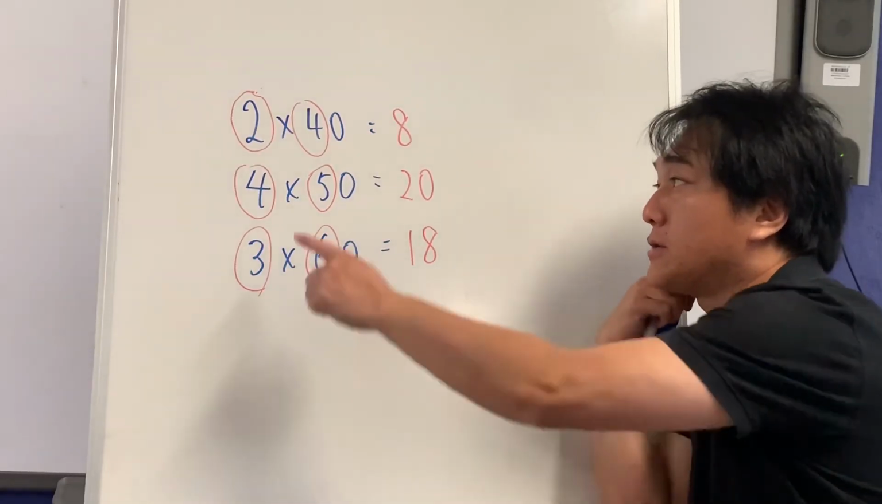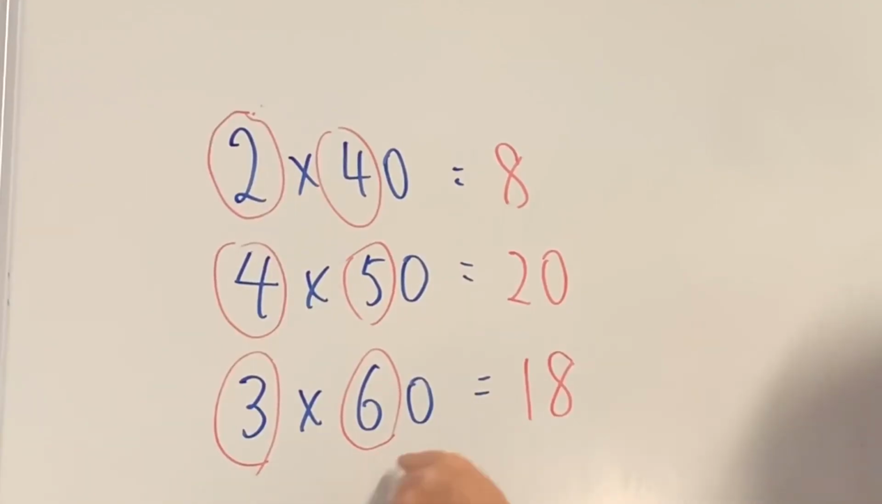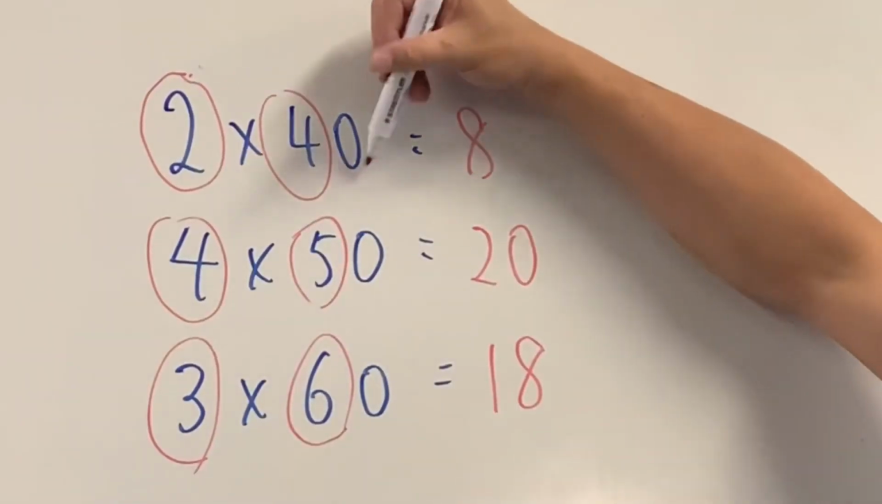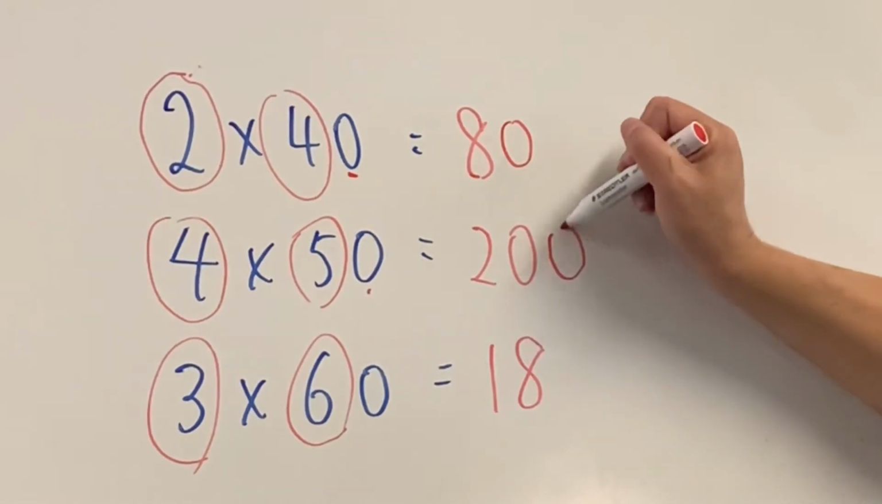I quickly did this. 2 times 4 is 8, 4 times 5 is 20, 3 times 6 equals 18. Then what I have to do is this extra 0 will be added, right?